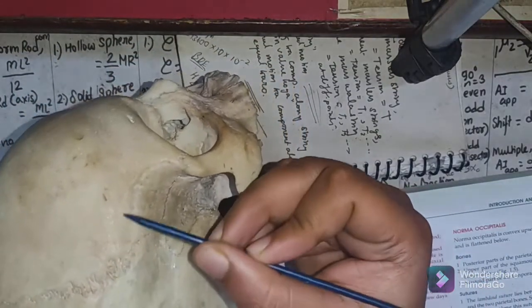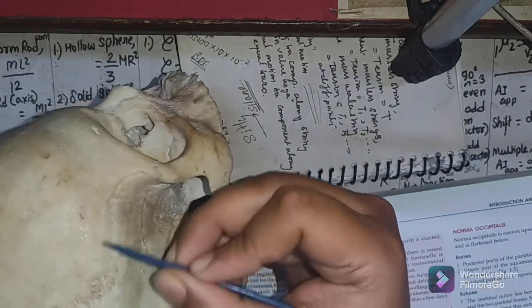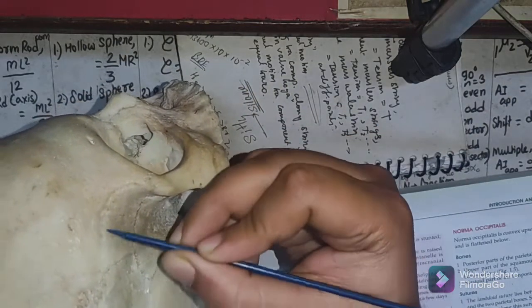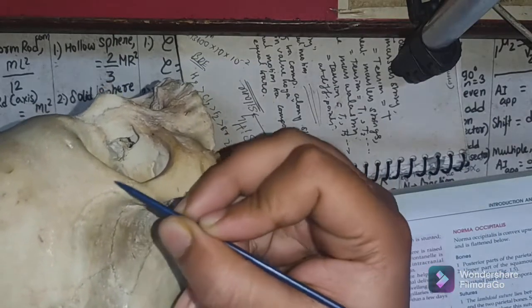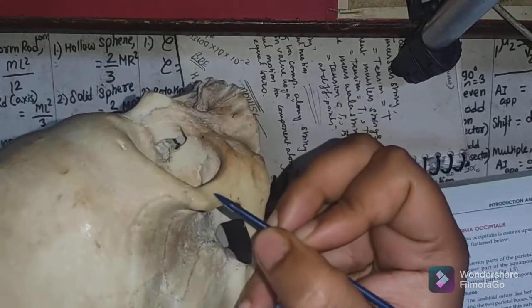Now if I trace it anteriorly, both the superior and inferior lines, see, they form a single line over here.